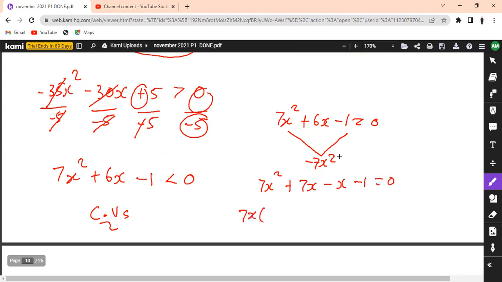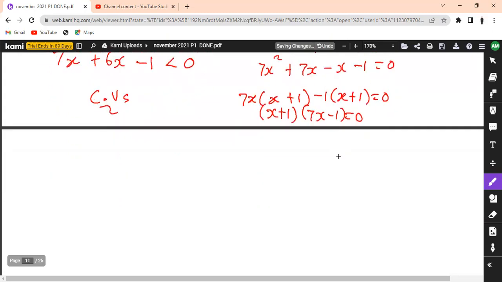Factor out 7x, we are going to be left with x plus 1 minus 1, which is going to give us x plus 1, which is equal to 0 here. Take (x plus 1)(7x minus 1) and equate this to 0. Solve these values for x, so x is going to give you negative 1, or x is going to give you 1 over 7. So x is equal to minus 1 or 1 over 7.